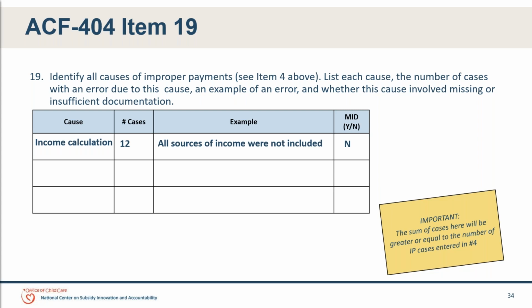So a couple of things to keep in mind. First, as I have in the yellow box here, the sum of the second column is going to be greater than or equal to the number of IP cases that you entered in number 4. We would expect that some cases can have more than one error cause in them. So that's fine if this number ends up being more than the number that you entered in item 4, but it should not in any case be less.